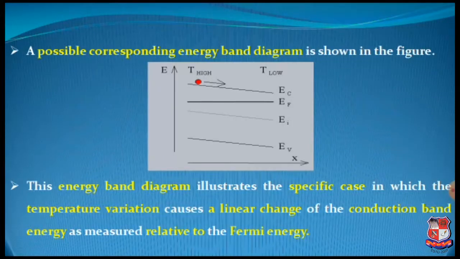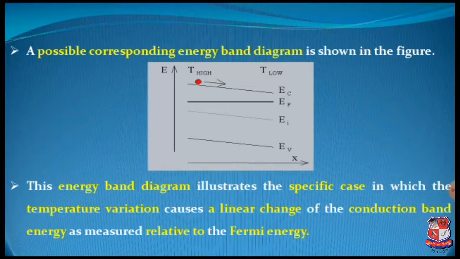A possible energy band diagram is shown in this figure. As we all know, EV is the valence band energy, EI is the intermediate band energy, EF is the well known Fermi energy, and EC is the conduction band energy. The horizontal axis represents the temperature, and the vertical axis represents the energy band.